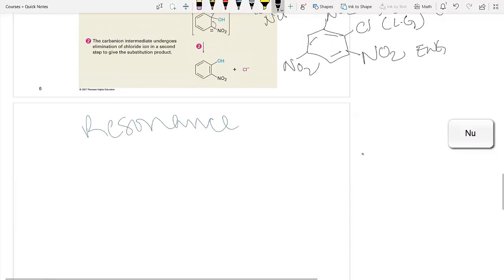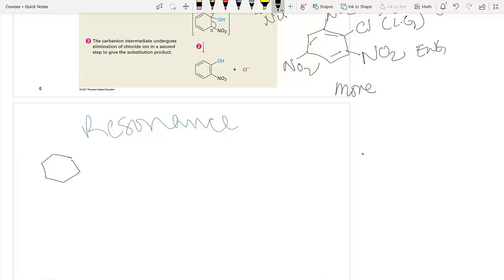So in terms of what's going on here, and in terms of why you have to have these electron withdrawing groups, these electron withdrawing groups are essentially making your aromatic ring more electrophilic so that your nucleophile can attack. Normally your aromatic ring is a nucleophile, and then it attacks an electrophile.